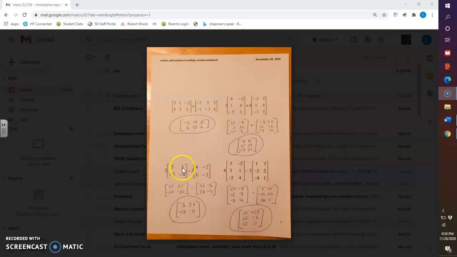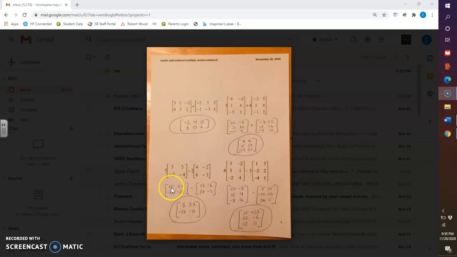The next one down here, we're multiplying 5 through the first matrix. We get 15, 25, -10, -20. Through the second matrix, I can't stress this enough, multiply through by a positive 3 and then subtract. We're not multiplying through by a -3, we're multiplying through by a positive 3. We get 12, -6, 18, -9.